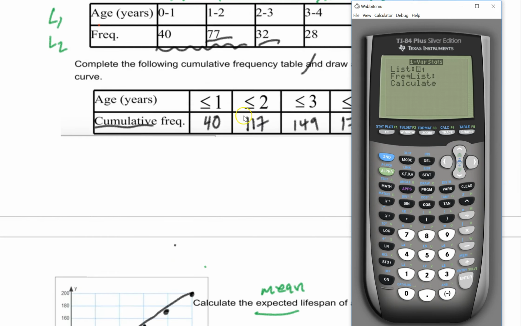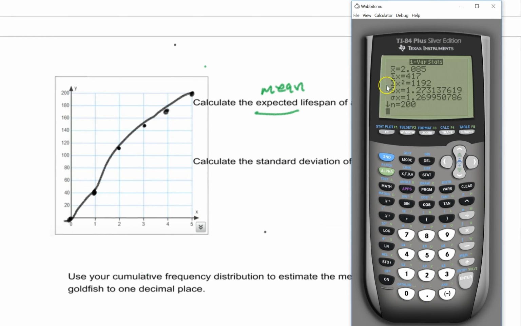My L1 is my list one. Now keep in mind here, I actually have a frequency list, right? Very important. If it actually says frequency, use the frequency list. So I'll make that L2. So second L2, hit calculate. And my expected value is just the mean, which is this symbol right there. So 2.0936.